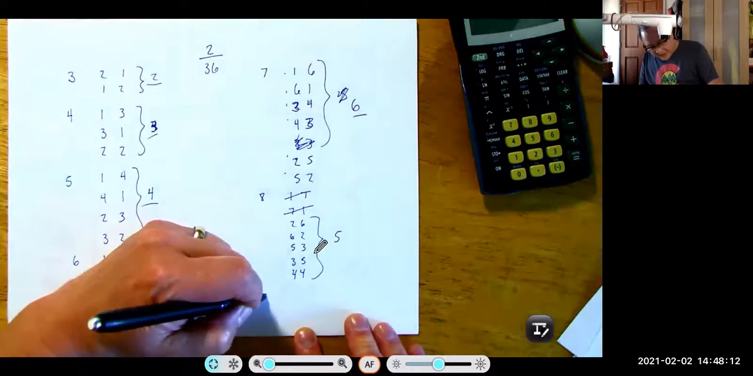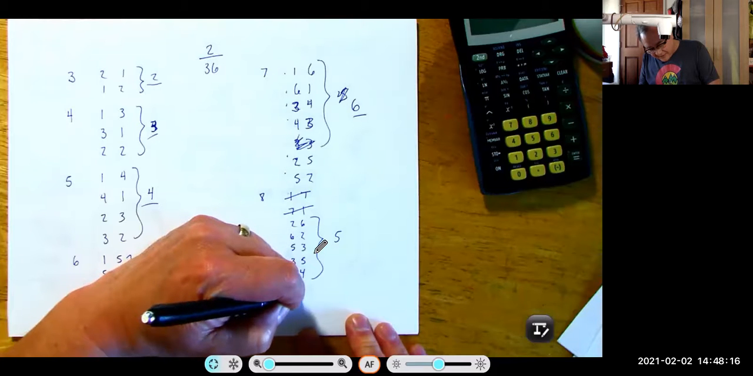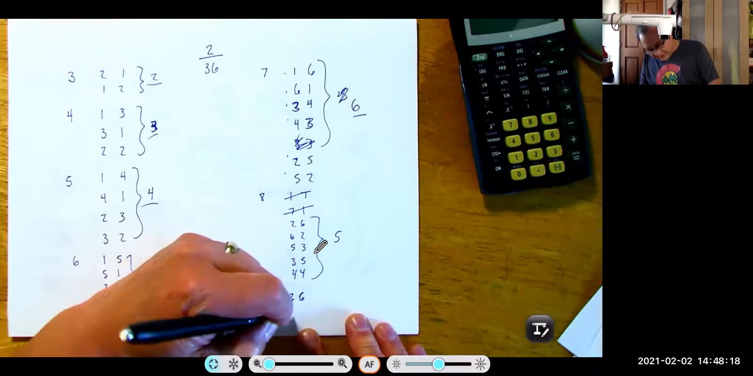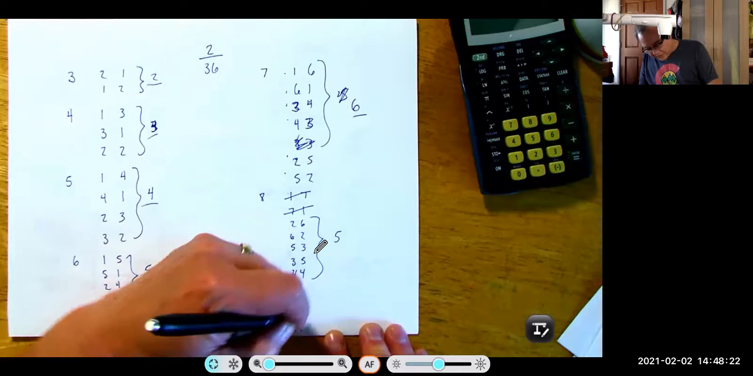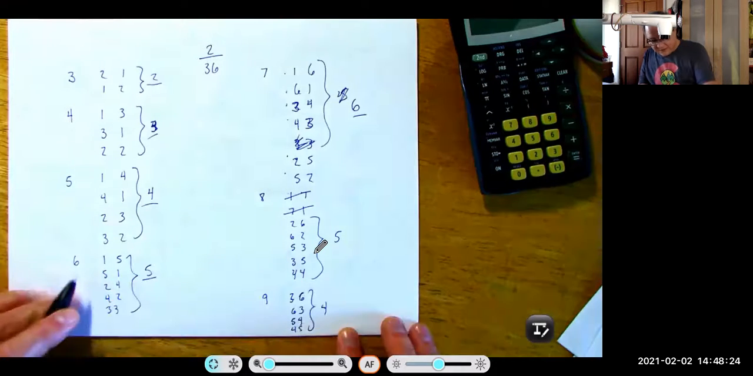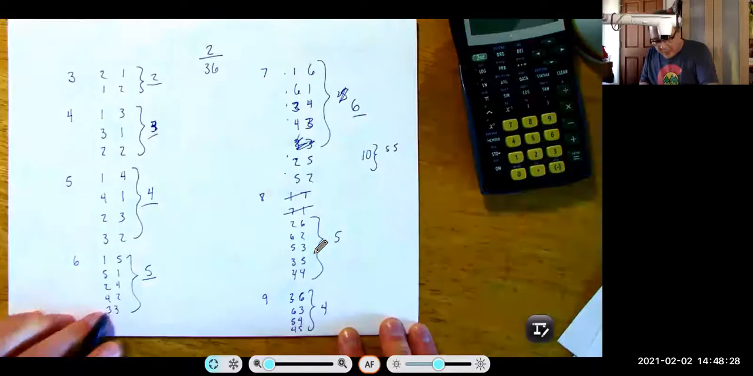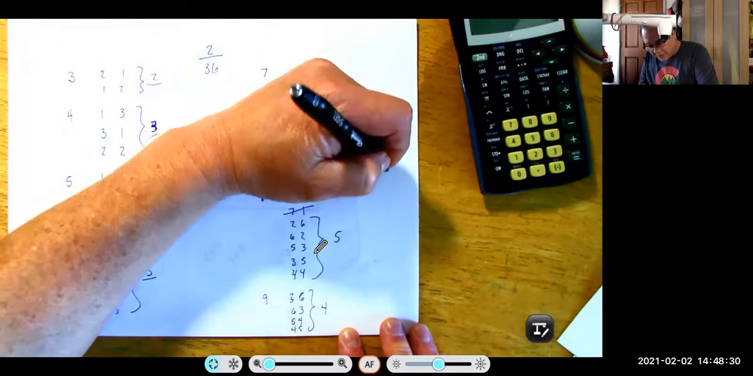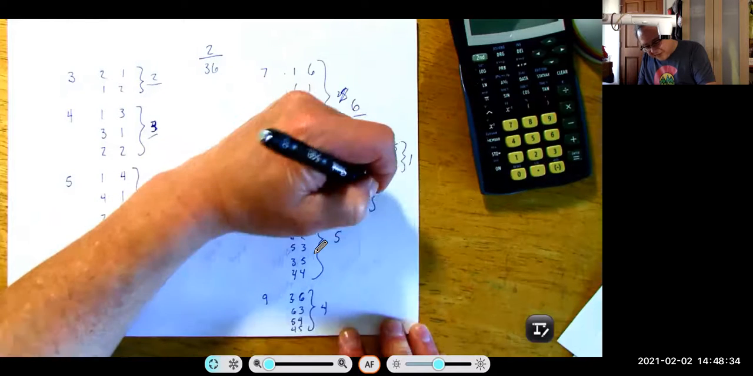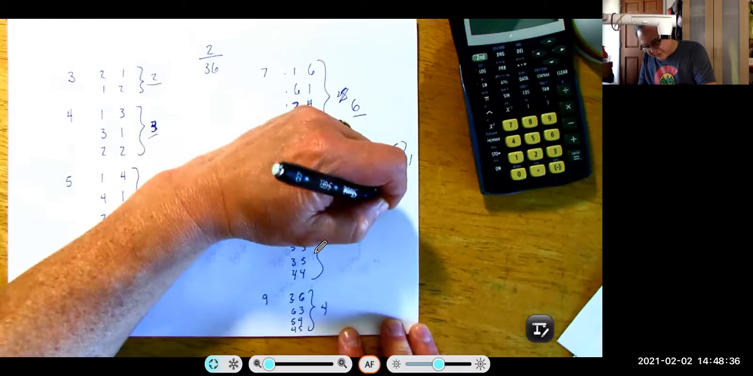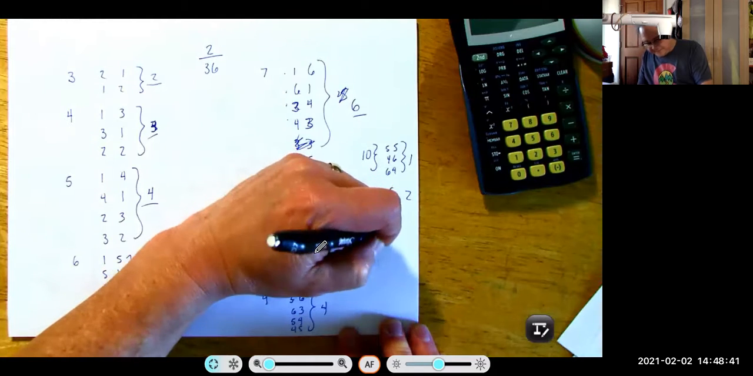And for a 9, you could get a 3 and a 6, or a 6 and a 3, or a 5 and a 4, and a 4 and a 5. So there's 4 ways of rolling a 9. For a 10, there's a 5 and a 5, or a 4 and a 6, and a 6 and a 4. So there's 3 ways. And 11, you can get a 6 and a 5, or a 5 and a 6. So there's 2 ways. And a 12, there's only 1 way, a 6 and a 6.